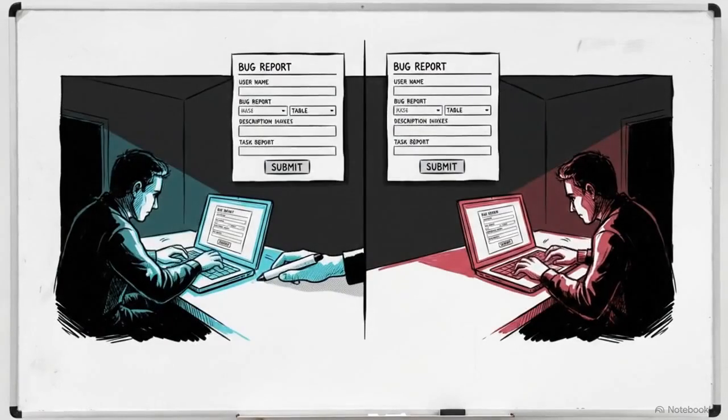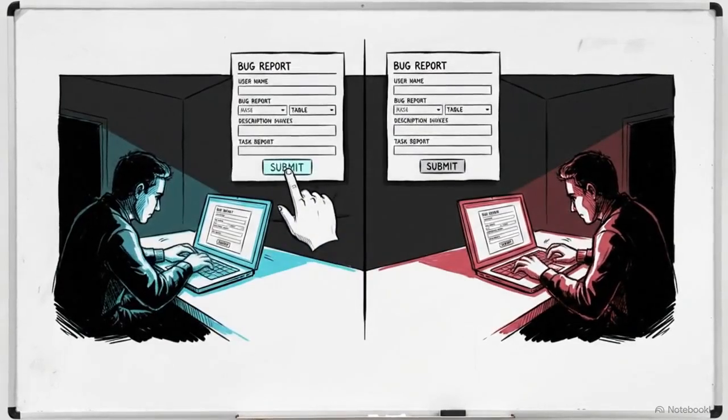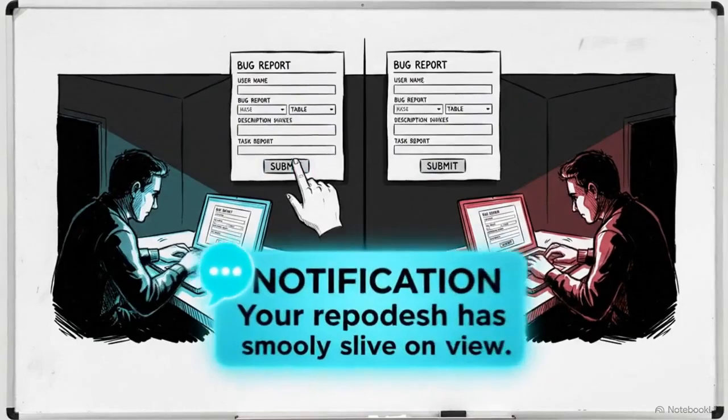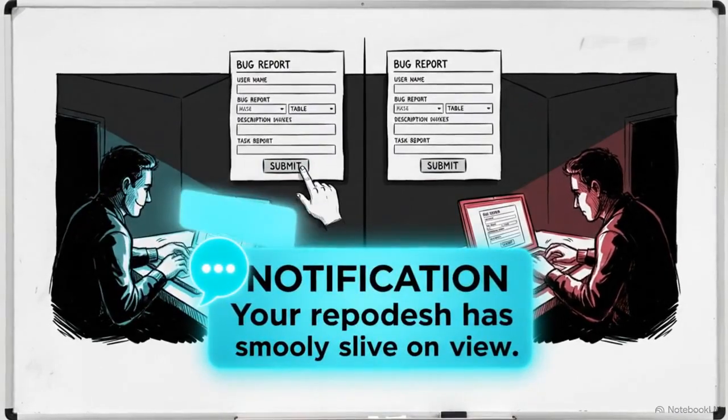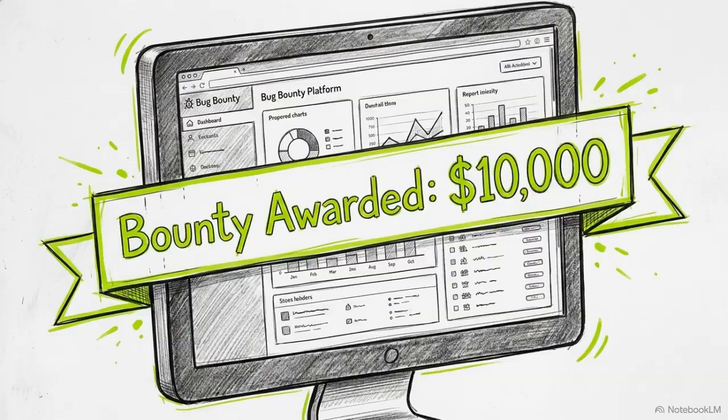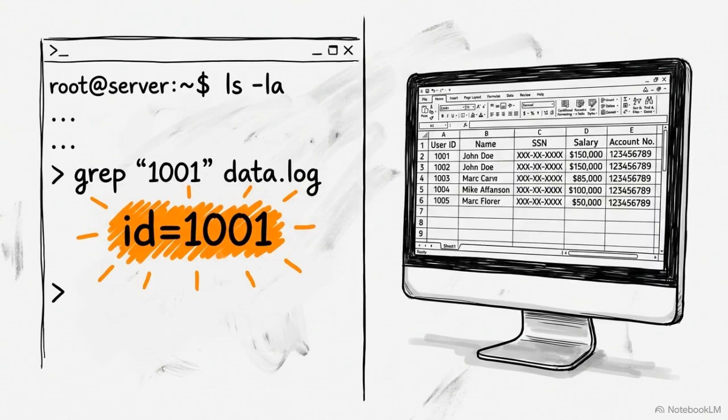Two hackers find the exact same vulnerability. They submit identical technical descriptions to a bug bounty program. One receives a $50 low-severity payout. The other walks away with $10,000. Identifying an insecure direct object reference establishes that a flaw exists, but it does not quantify the organizational damage.